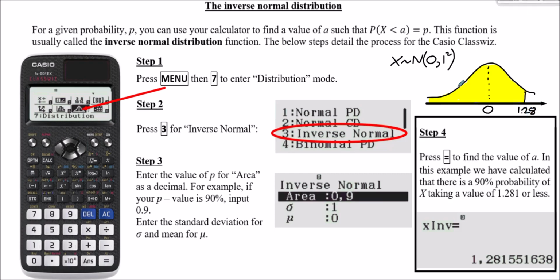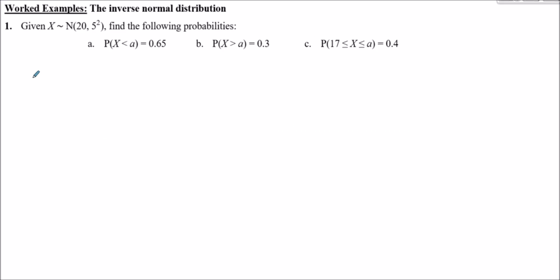It will become clearer when we do some worked examples, so let's have a look at some. So first of all, worked example 1. We've got x, which is normally distributed with a mean of 20, standard deviation of 5. Find the following probabilities. So the first one, what's the probability of x being less than a? If that's 65%, what must a be? So all these are similar. What I would always suggest is to sketch the curve. So here's some which I've pre-drawn.